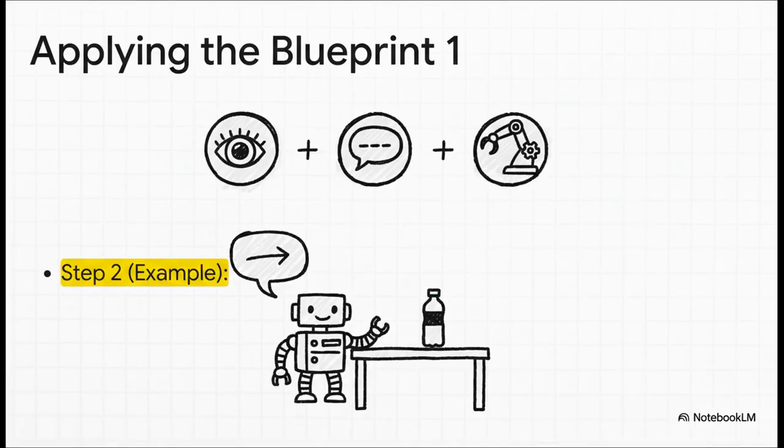So following our blueprint, step 1 is the clear intro. We just define the system as something that connects seeing, understanding, and doing. Simple. For step 2, we give a real-world example. Imagine a robot sees a bottle on the table. You say, hey, pick up that bottle, and it actually picks it up. Just like that, this complicated idea becomes totally real and understandable.